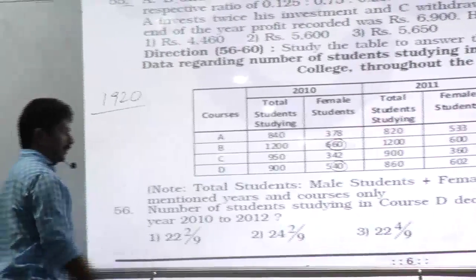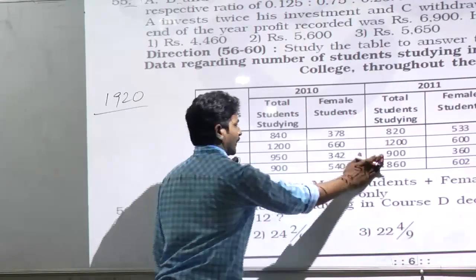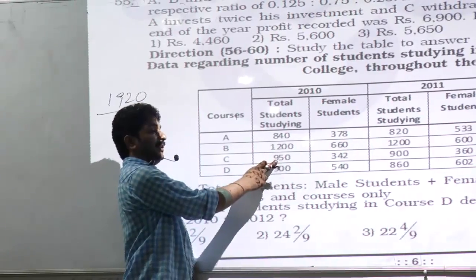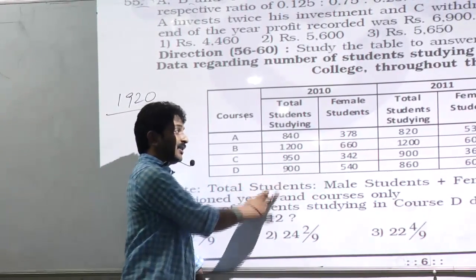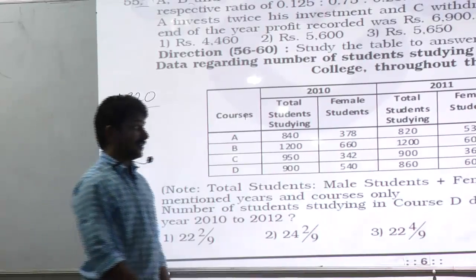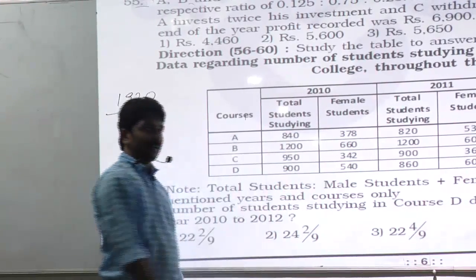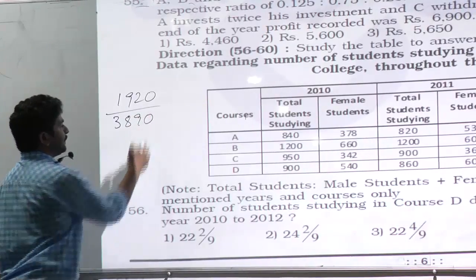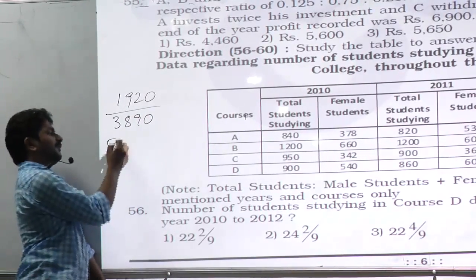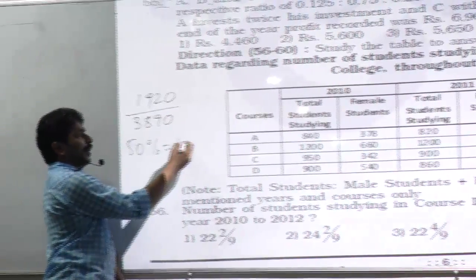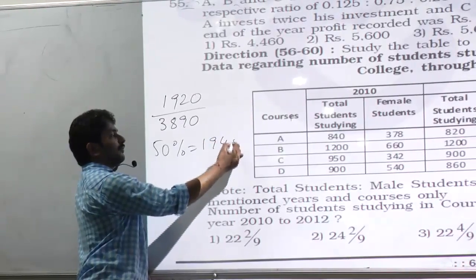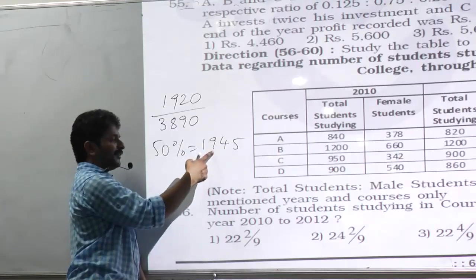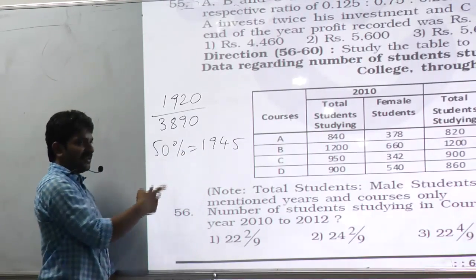1920, out of 800, 1200, 2000, 2900, 3800, and then you have 40 and 50, 90. 3890. What is 50% of the denominator? 1, 9, 4, 5. You have less than that. So 1920 will be definitely less than this. The answer is less than 50%.